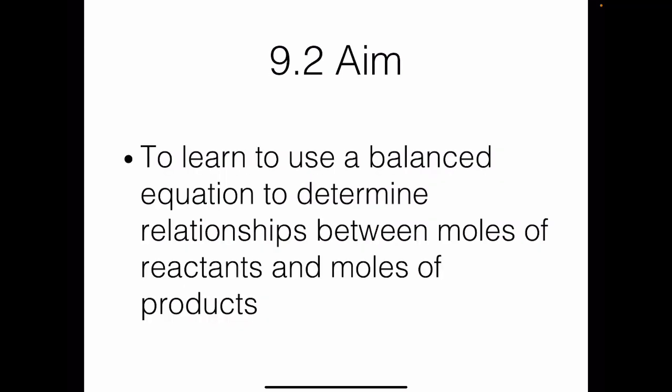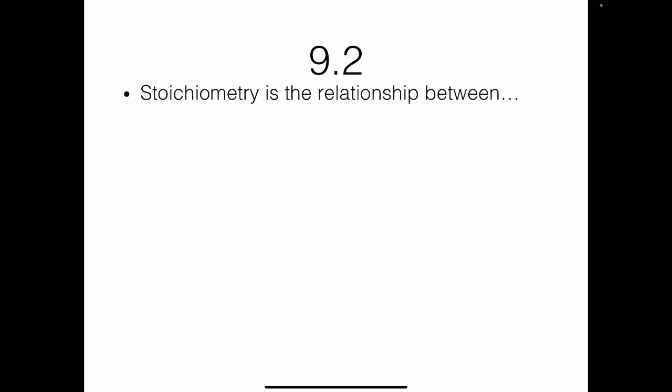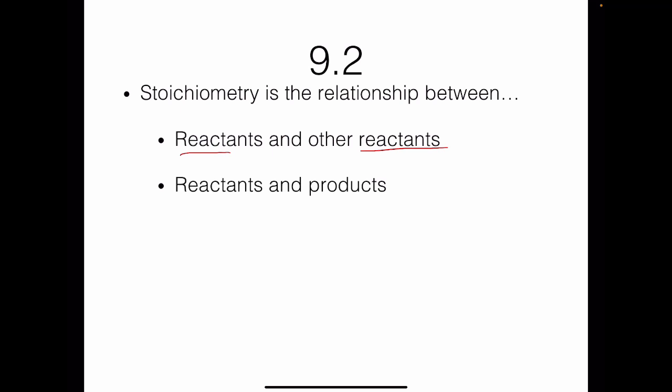For section 9.2, our aim is to learn to use a balanced equation to determine relationships between moles of reactants and moles of products. So in other words, we're now using these coefficients as a ratio to be able to convert between one compound and another. So we see this word stoichiometry. Stoichiometry is the relationship through coefficients of reactants and other reactants. So in other words, we can say how much reactant is going to react with something else based on the coefficients in the balanced equation.